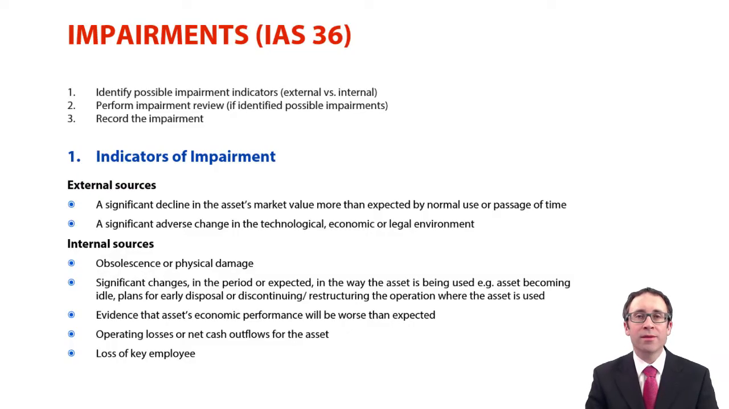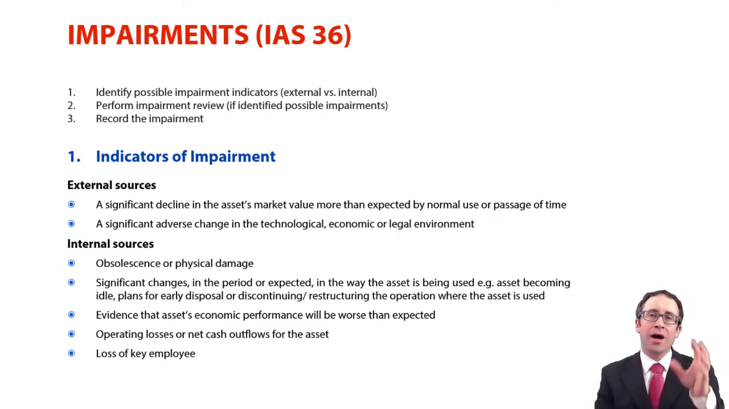Our next accounting standard that we're going to look at is impairments. Impairments is covered by IAS 36. Remember, you don't need to remember the standard number. What you need to be able to do is know the rules within the standard and, more importantly, be able to apply them in any given scenario within your financial reporting exam.